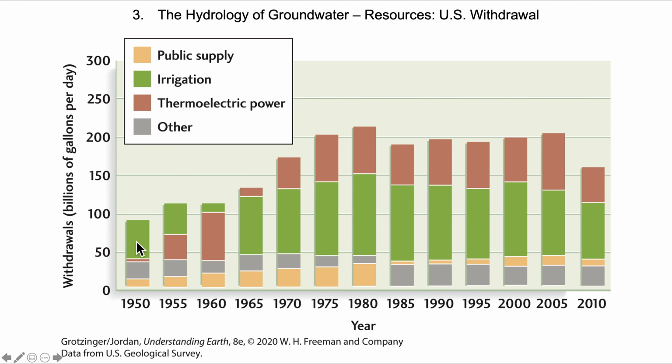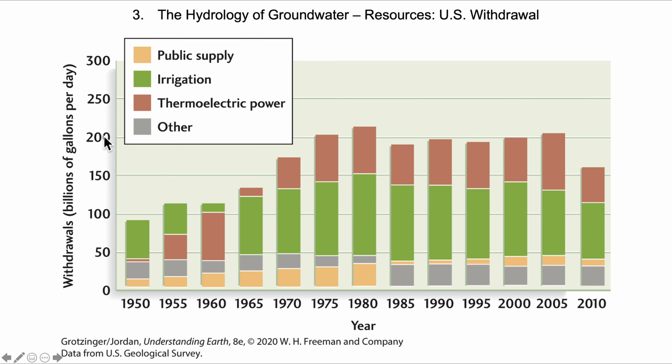So irrigation has increased from the 50s until around 2000 or so, and there's a slight decrease in irrigation use of water. Public water supply, likewise, flipping and flopping, seems to be reduced now. Thermoelectric power has maintained a somewhat steady use of water over the last 50 years or so. The result is we're removing a lot of water. These are billions of gallons per day.